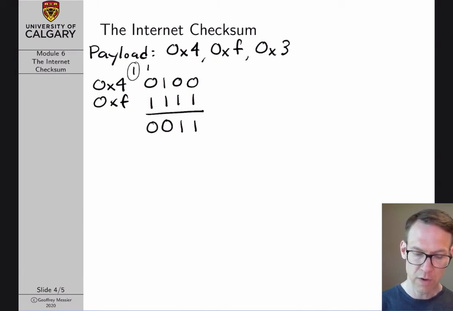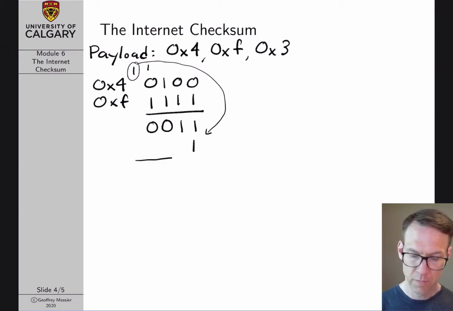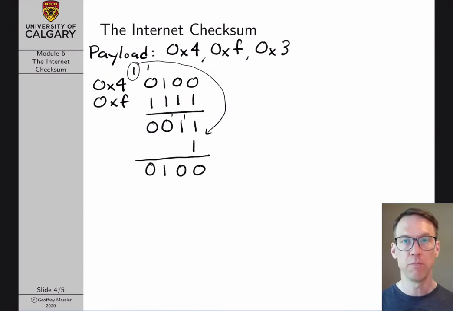We've got to do our end around carry. 1, 0, carry the 1, 0, carry the 1, 1, 0, 0. And so we get 4 in binary, which is what we expect, because F, or 4 ones, is just 0. It's the negative representation of 0. And so we've added our first two. We've added 4 to F. Now we have to take the result and add it to 3.